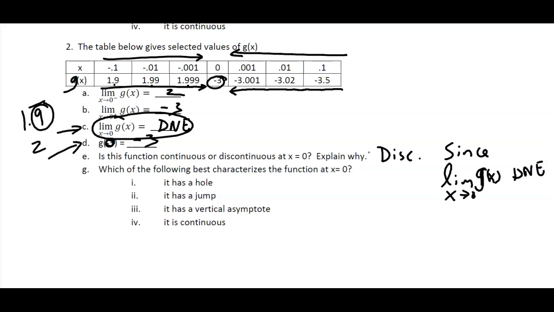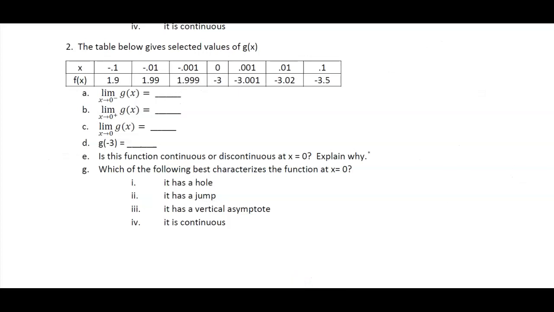Now, which of the following best characterizes this function at x equals 0? Well, as I'm approaching 0 from the left, I'm approaching a value of 2. And as I'm approaching 0 from the right, I'm approaching a value of negative 3. So that's actually going to be down here. So they're not meeting at a common point. And whenever that happens, we have a jump on our hands. So this is an example of a jump. Anytime the limit from the left and the right are not the same, then you have a jump discontinuity. All right, let's go ahead and take a look at another one here.